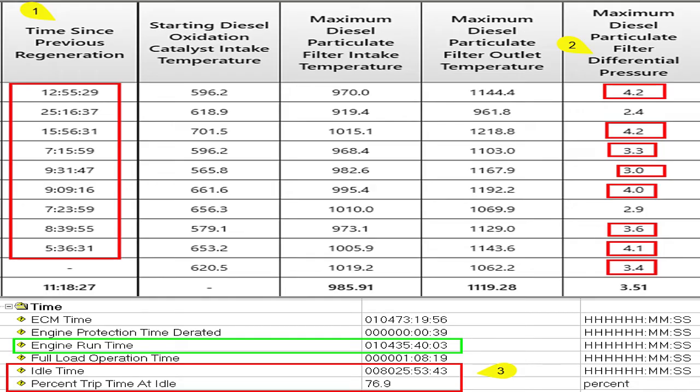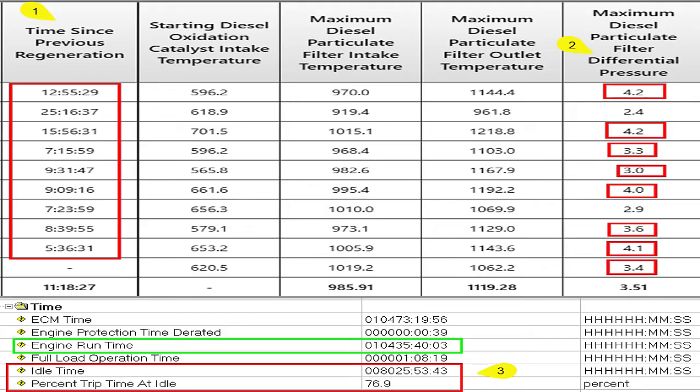The green rectangle says engine run time. Now, this is not the resettable trip. This is the full trip from the day the key was first turned on this engine. So total engine run time on this engine is 10,435 hours and 40 minutes and 3 seconds. And then if you look at idle time, which is total idle time on this engine, it's 8,025 hours, 53 minutes, and 43 seconds. If you want to make that a percentage, this engine ran 77% of its life at idle.